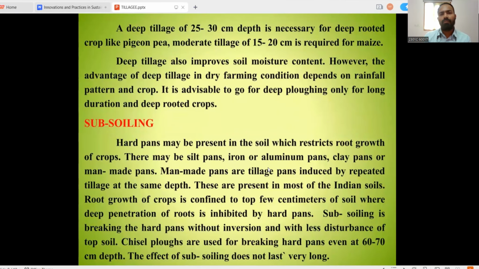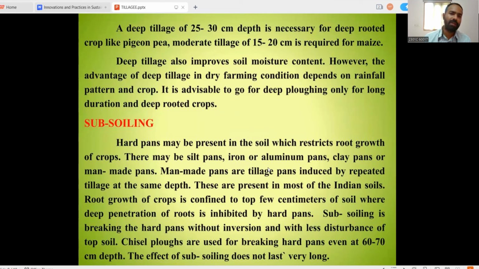Deep tillage of 20 to 25 to 30 centimeters deep is necessary for deep rooted crops like pigeon pea. Moderate tillage of 15 to 20 centimeters is required for maize. These crops have different depths of rooting. Deep tillage also improves soil structure and soil moisture content. However, the advantage of deep tillage in dry farming conditions depends on the rainfall pattern of the crop. It is advisable to go for deep plowing only for long duration and deep rooted crops.